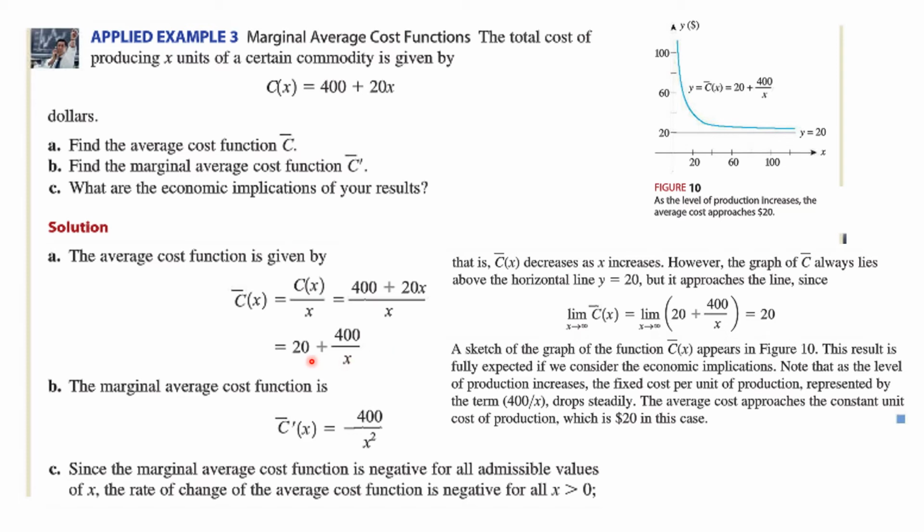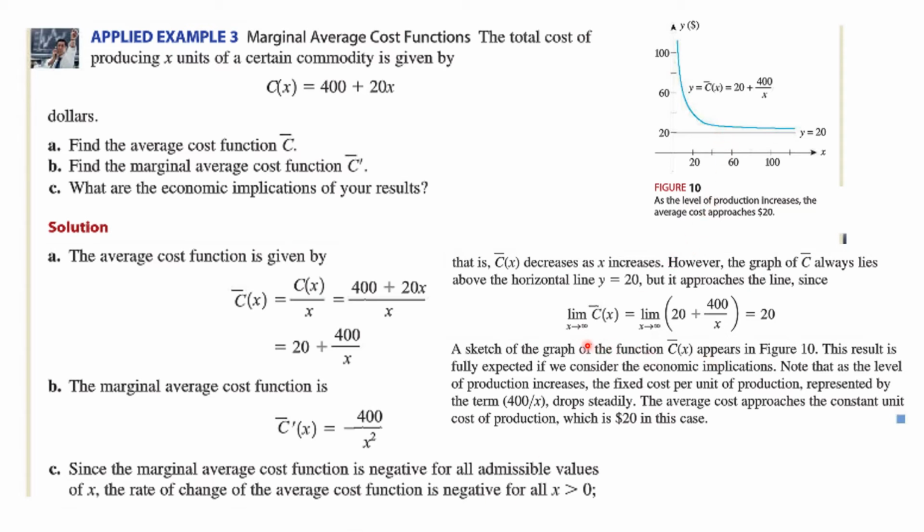Now the derivative of a constant is 0, but this is 400x to the minus 1, so this is minus 400 over x squared, and that is a minus sign in front of that. So that is the marginal average cost, and we could plug numbers into that if we wanted to. And you see that since there's a minus in front of that and I'm squaring the denominator, it's negative for all values. That means the slope of the tangent line to the curve is negative.